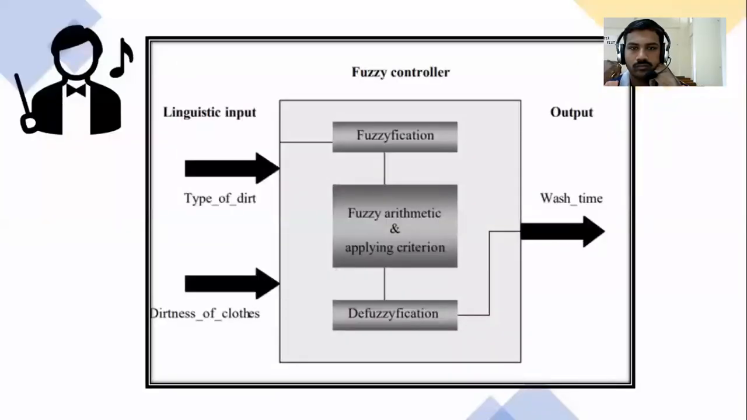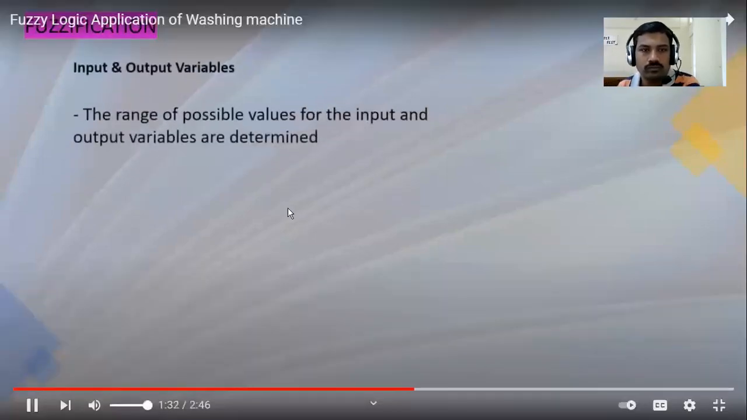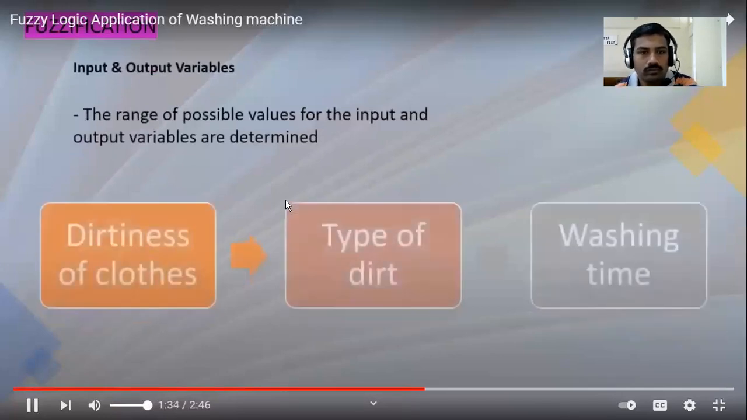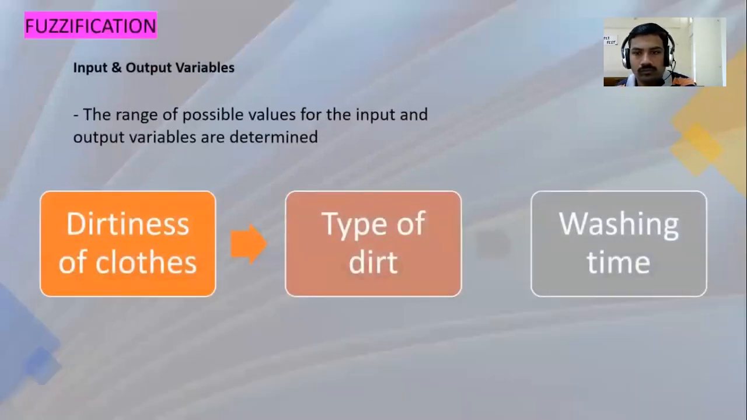Here is the block diagram for fuzzy logic. First is the linguistic input, which is the type of dirt and the dirtiness of clothes. Second is the fuzzy logic procedure: fuzzification, fuzzy inference applying rules, and defuzzification. And lastly is the output, which is the wash time. For the fuzzification for the washing machine, the input variables are the dirtiness of clothes and the type of dirt, while the output is washing time.